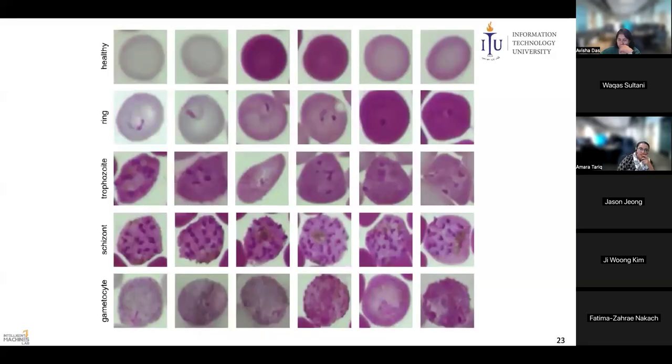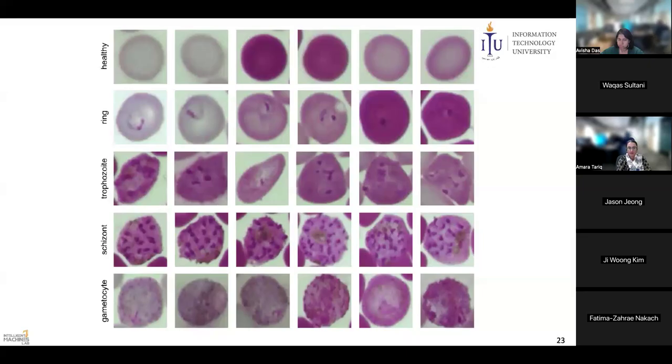Here are some examples of the different malaria cells that we have captured in our dataset. In the top row, you can see the healthy cells. In the second row, you can see a ring appearing in the cell. This ring has a very nice shape, and it is an indication that the cell is going to be destroyed soon. And then they reach the trophozoite stage, the schizont stage, and the gametocyte.